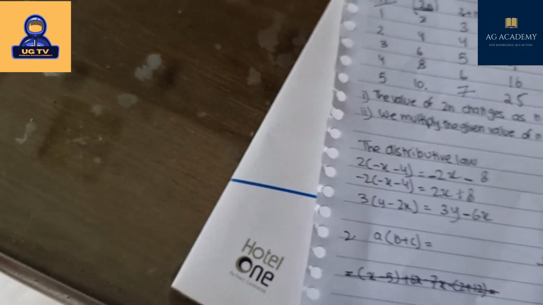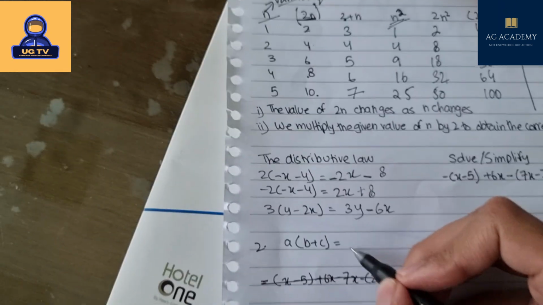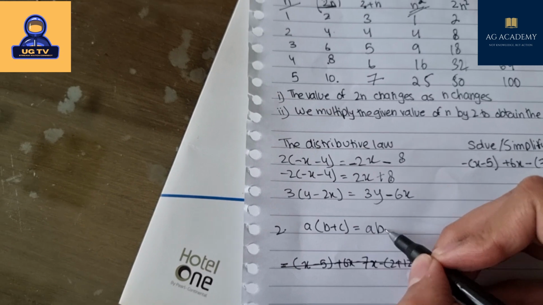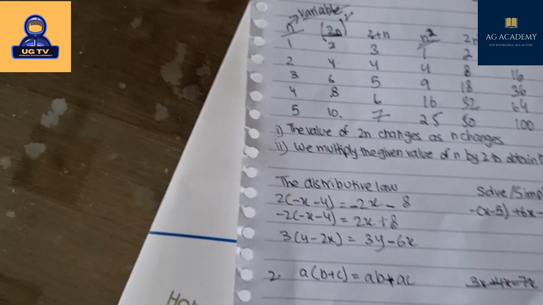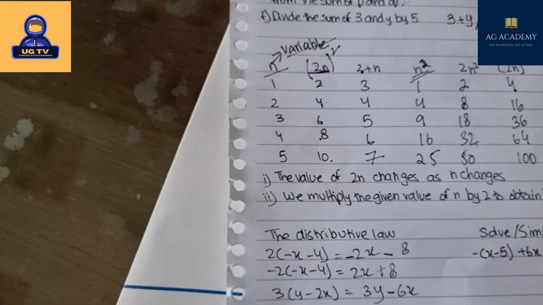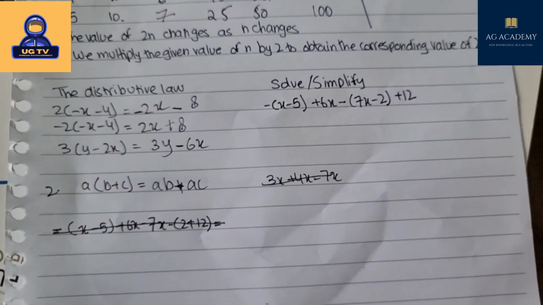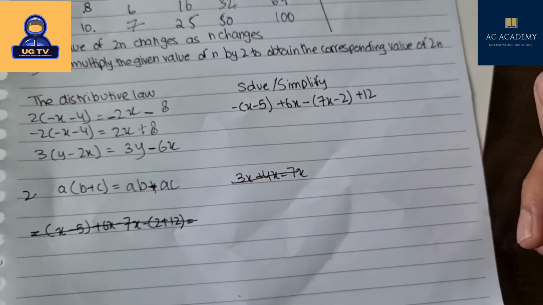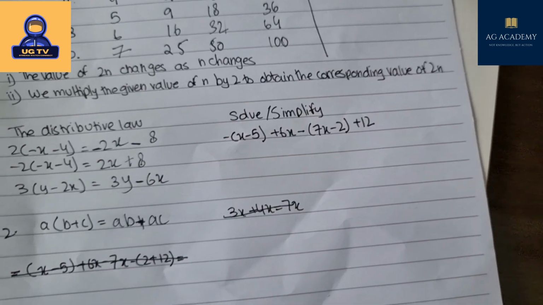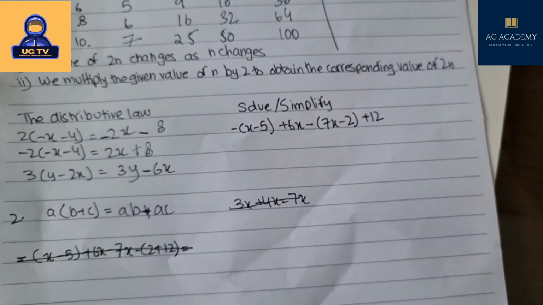A into B plus C, applying the simple concept of multiplication, A into B, we know that it's going to be AB plus A into C is equal to AC. Solve and simplify. It says that this is a statement, we just need to solve and simplify it. It means that we need to just open the brackets, do the basic multiplication, do the basic subtraction within the brackets, and make sure that we solve and simplify the statement into its simplest form.